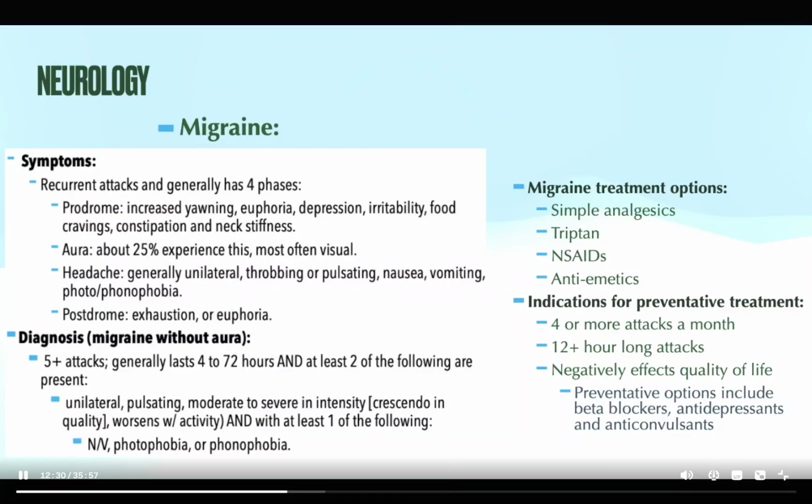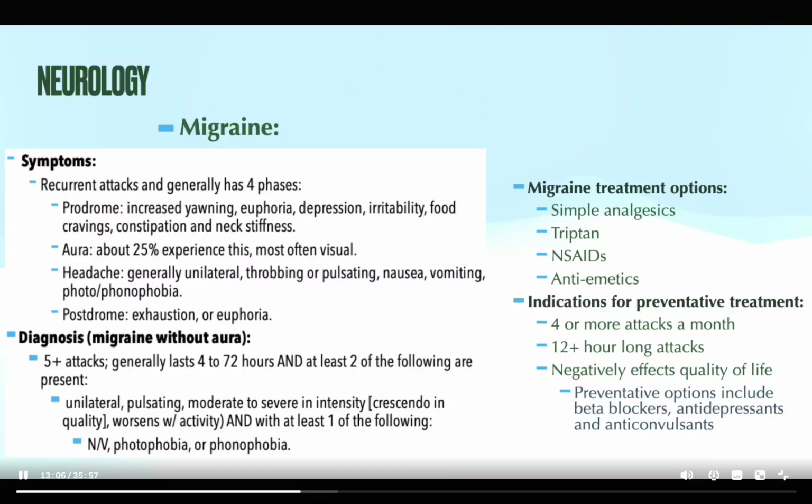So migraines are believed to be related to neuron dysfunction, and they're divided into 4 phases: prodrome, aura, headache phase, and then postdrome. About 77% of patients with migraines experience prodrome. These symptoms typically present 24 to 48 hours before the onset of the migraine. They can include increased yawning, mood changes, so euphoria, depression, irritability, food cravings, constipation, neck stiffness. So it's really a wide variety of these prodromal symptoms that they can experience.